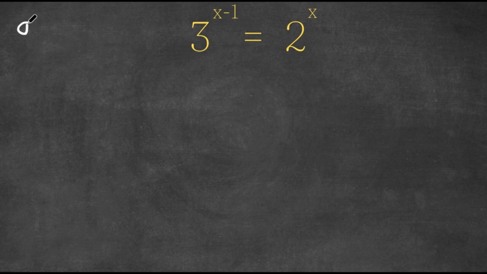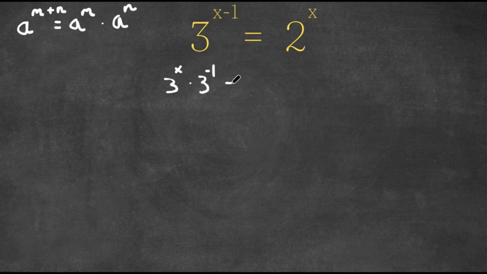Now, if we have something in the form a to the power of m plus n, this can actually be written as a to the power of m times a to the power of n. So as you can see here, we have 3 to the power of x minus 1. This can be written as 3 to the power of x times 3 to the power of negative 1. And this is equal to 2 to the power of x.